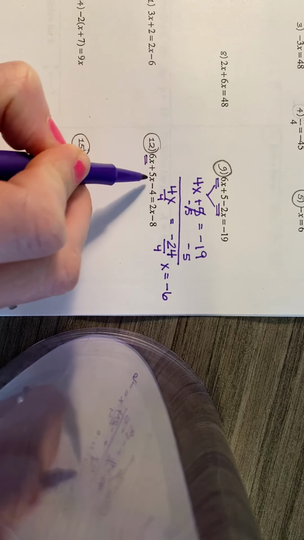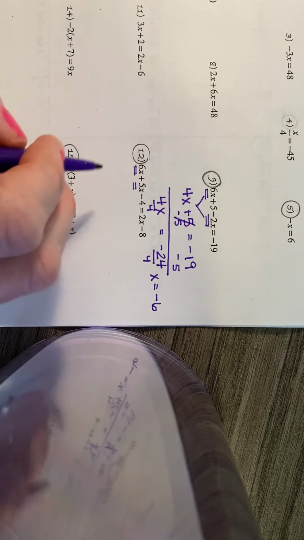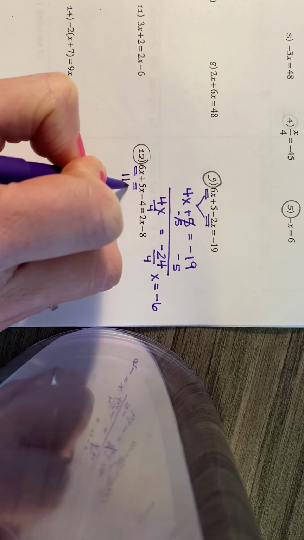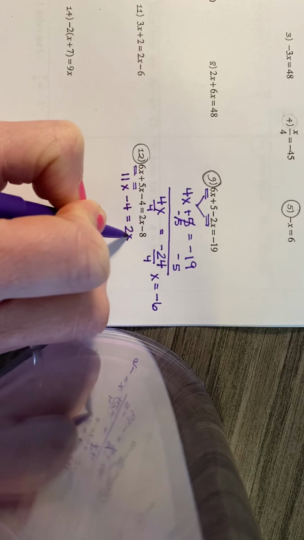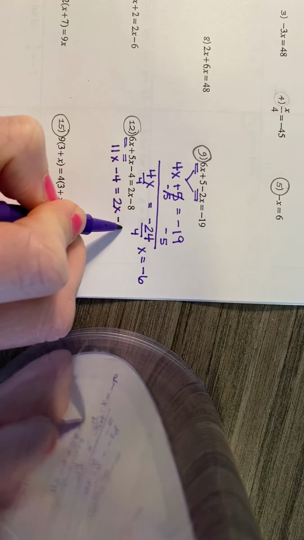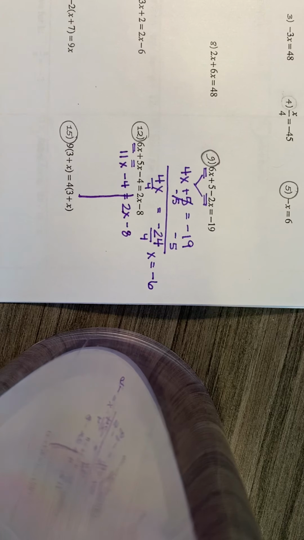Again, I've got 6x and 5x. They're in the same family. We need to combine them before we do anything else. So 6 plus 5, that's 11x, minus 4 equals 2x, minus 8. If you like your wall so that you don't make mistakes, that is a-okay.